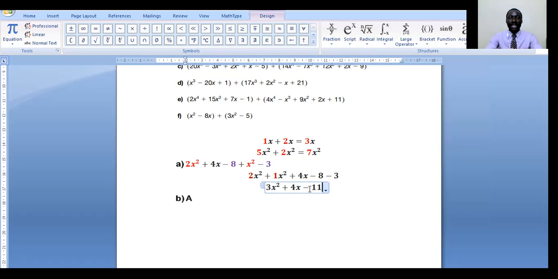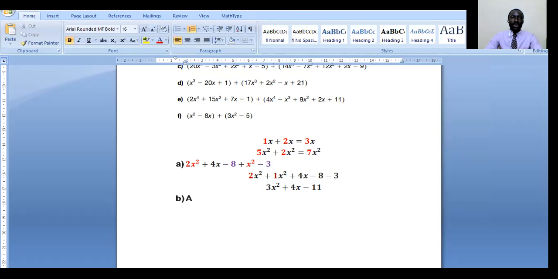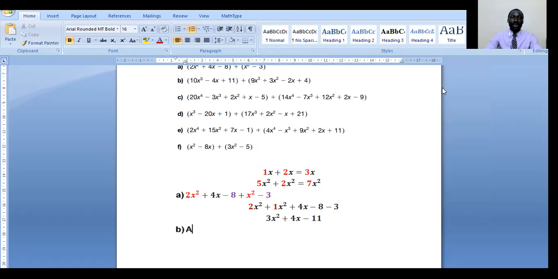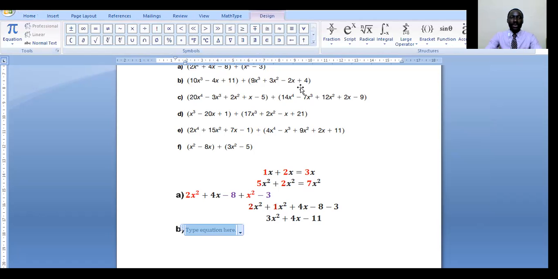Question 1 part A. Now the next question is question 1 part B. In question 1 part B, we have been given 10x cubed minus 4x plus 11 that we have to add on to 9x cubed plus 2x squared minus 2x plus 4. How do we deal with this? Well, let's do that right away.